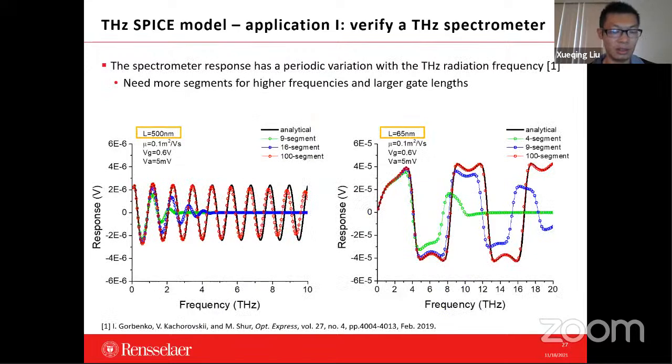So here is a result. We compare the simulation result with the analytical result. This slide shows the response as a function of the frequency for different channel lengths and different numbers of segments. So we can see that the spectrometer response has a periodic variation with the Terahertz radiation frequency, which is consistent with the analytical theory. And we'll also see that we need more segments for higher frequencies and larger gate length.